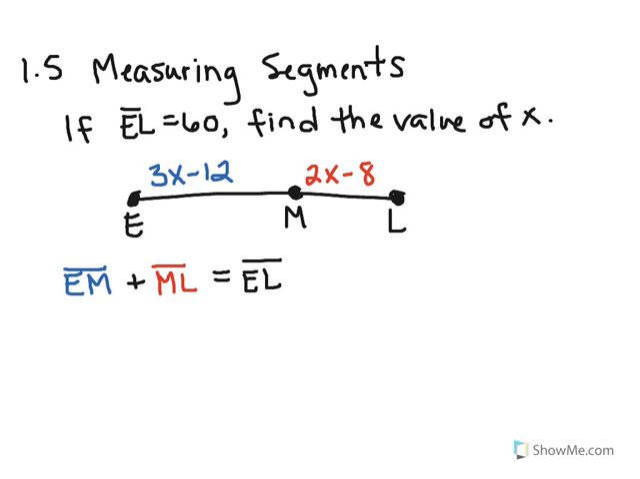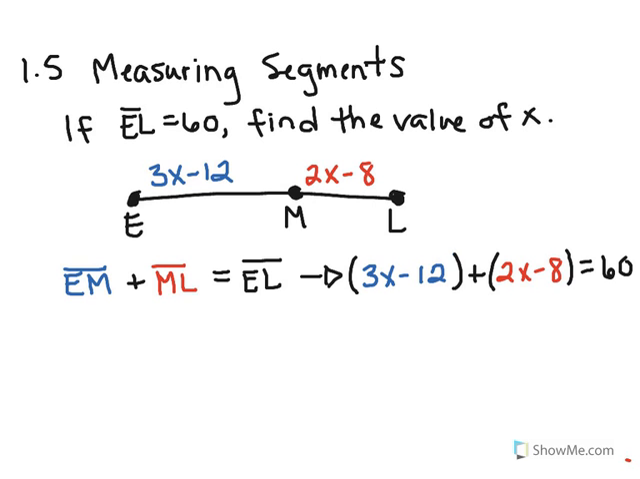So what I'm going to do next is I'm going to do some substitution. I know the length of segment EM, not in terms of a number, but I do know that it's the same thing as 3x minus 12. So I'm going to go ahead and rewrite this as such. I'm going to write 3x minus 12 in place of that segment notation. And then I'm going to write the next piece as whatever ML is, which is 2x minus 8. And I actually know the length of EL. It says right up here in the problem that it is equal to 60. So I'm going to set this equal to 60.